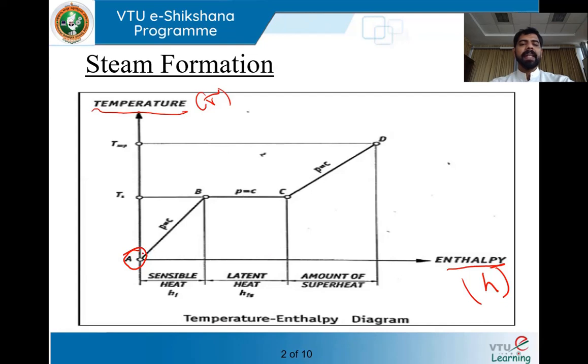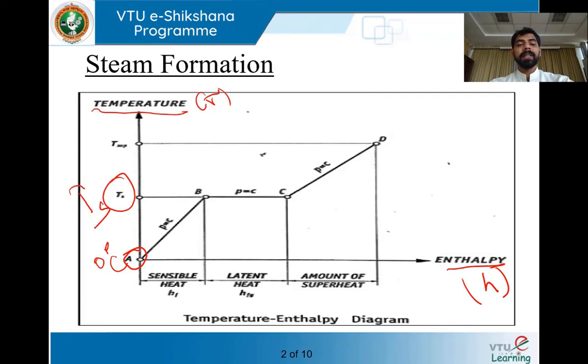You can just see as we start heating it. On this TH diagram, we will be moving from point A to point B. So increase in temperature, increase in enthalpy. For every change in the temperature, there will be a change in the enthalpy, and this will happen till we reach this point B. What is this point B? Point B is the one where we will be raising the temperature from 0 degree centigrade to TS degree centigrade. So what is TS?